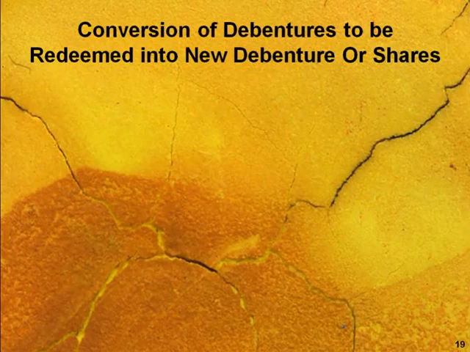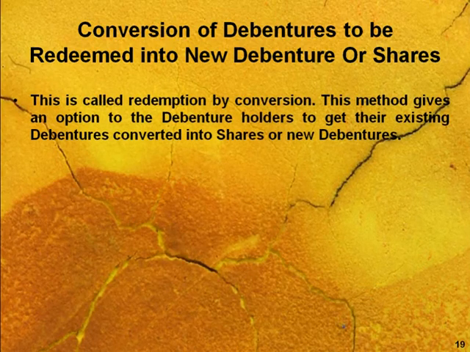Now next method is conversion of debentures to be redeemed into new debentures or shares. This is called redemption by conversion. This is the next category. As two categories we discussed earlier, first we have done it out of profit, secondly we have done it out of capital. In this category, the old debentures will be converted into new shares or into new debentures to make the redemption. So therefore this method is known as conversion method.